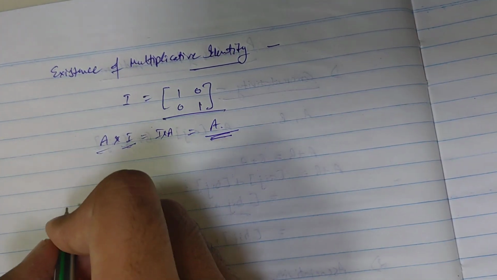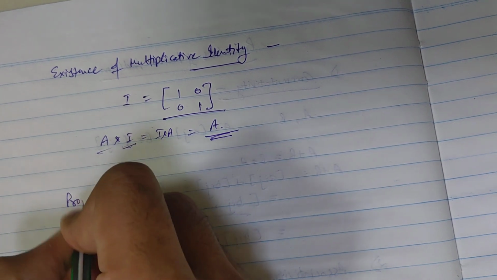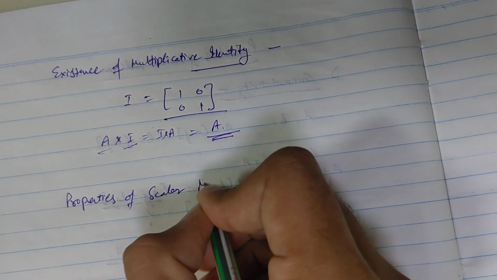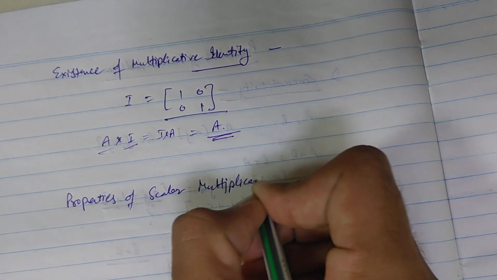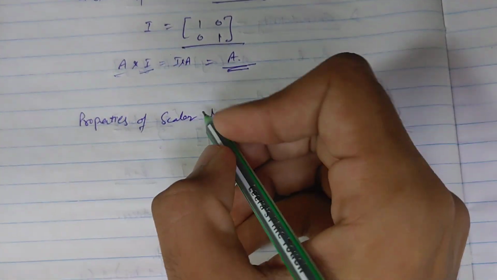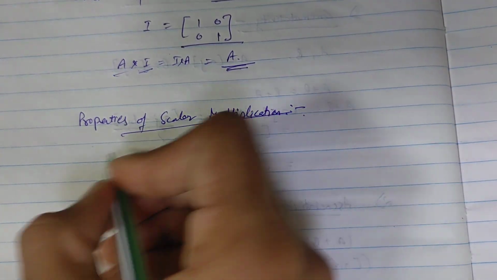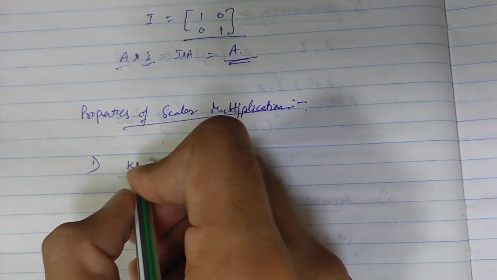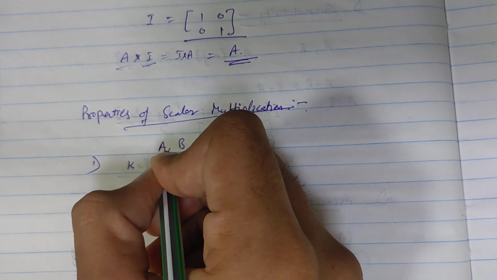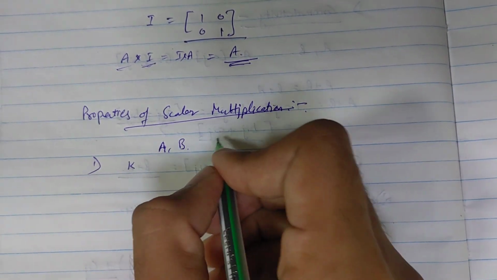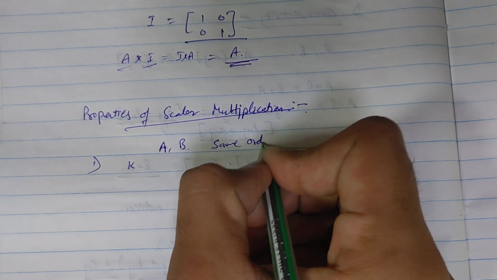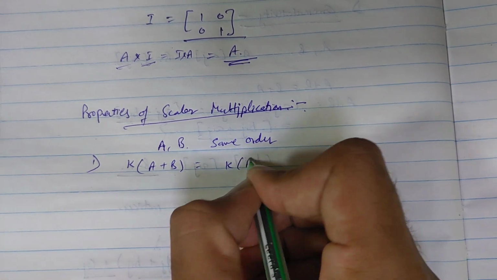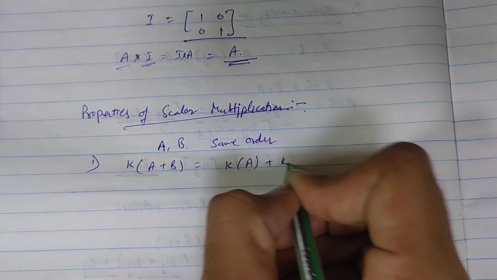Okay, now we have properties of scalar multiplication. Okay, we had left it there. I will be taking the first one is, suppose K is a constant and A and B are two matrices, okay, of the same order. Then K into A plus B must be equal to K A plus K B.